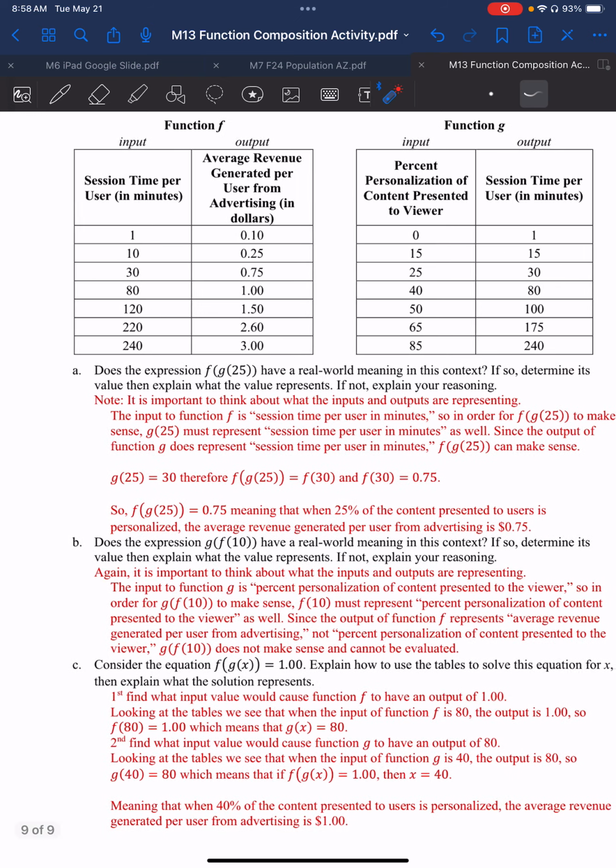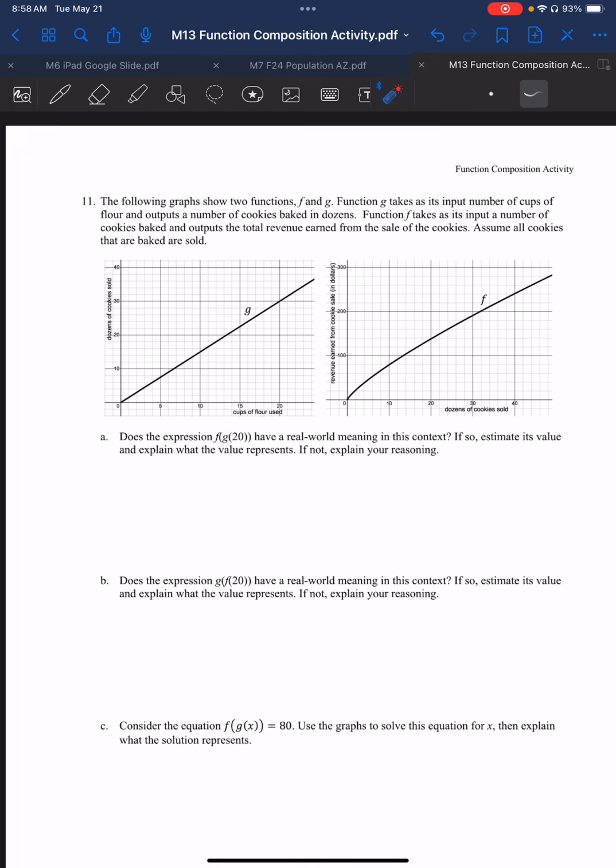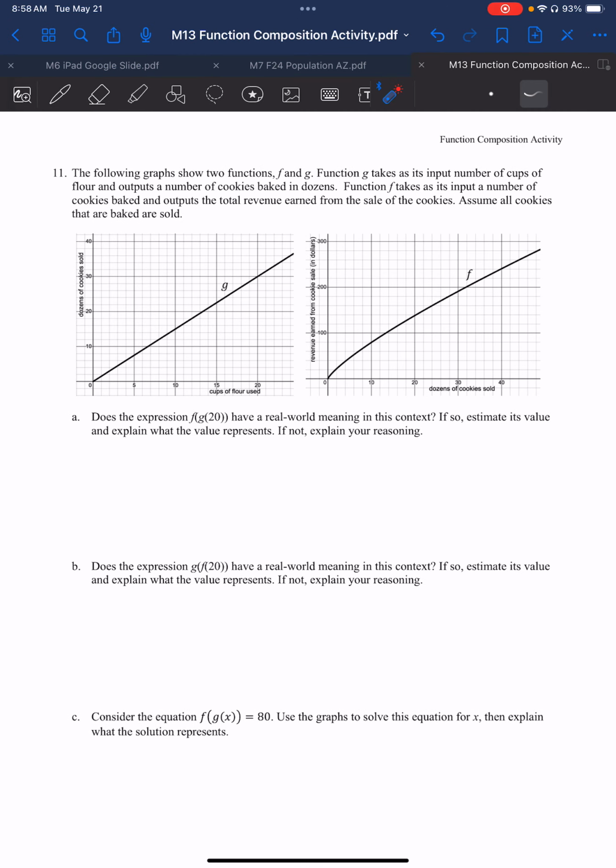All right, so now let's look at the next problem. The next problem, number 11 here. The following graphs show two functions, f and g.